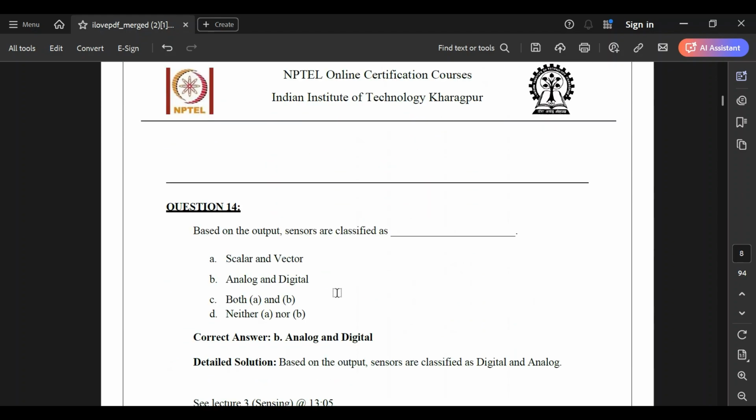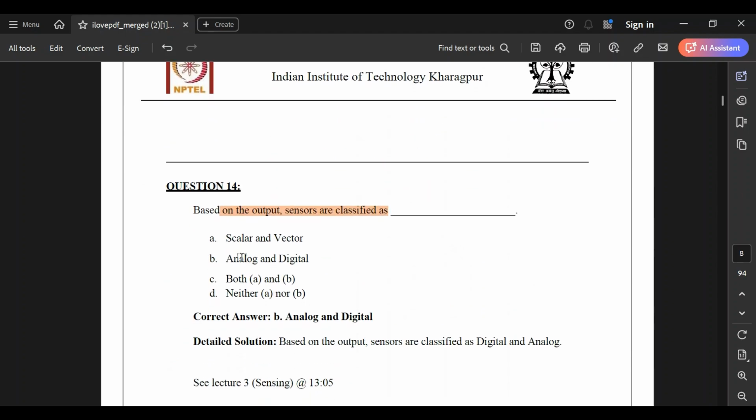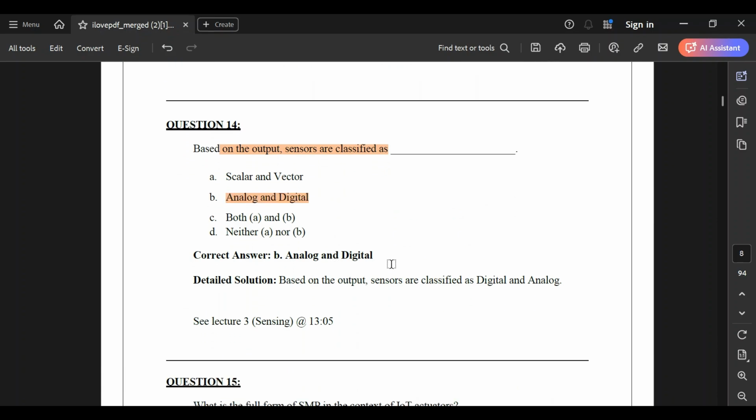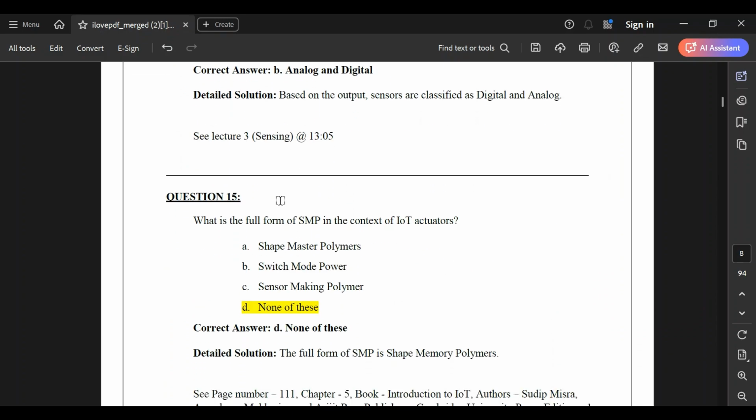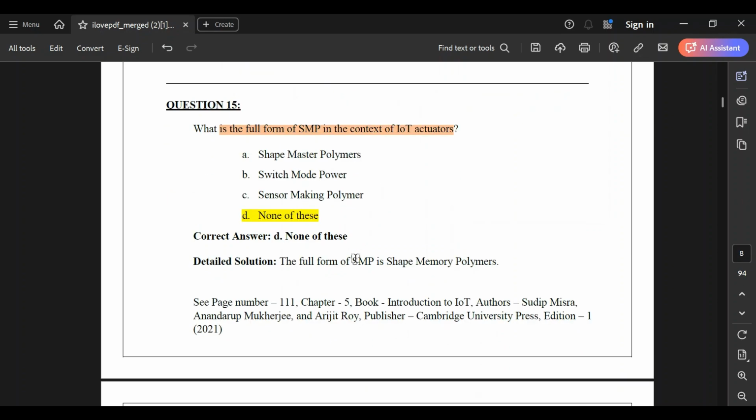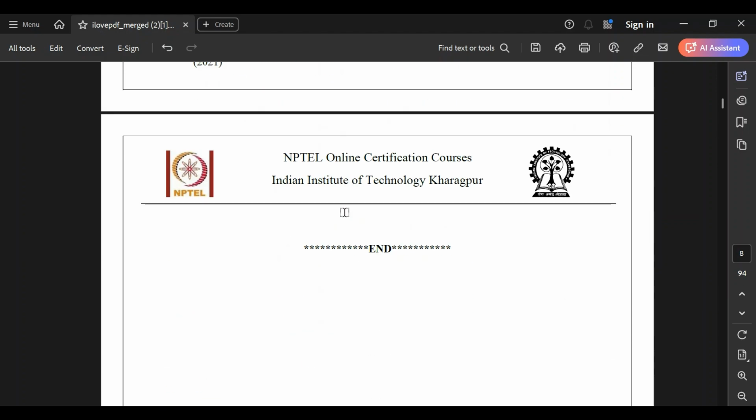Moving to the next question, based on the output, sensors are classified as? Based on the output, they are differentiated as analog and digital. What is the full form of SMP in the context of IoT? It is safe memory polymer. Maybe next year the option may be given correctly, so you can have a look at it.